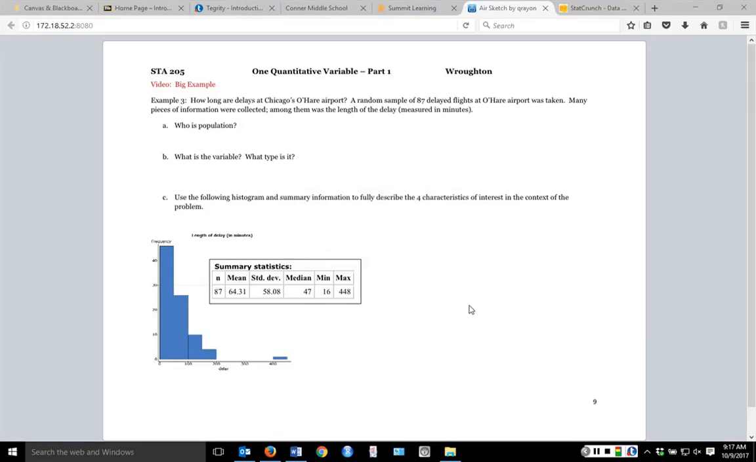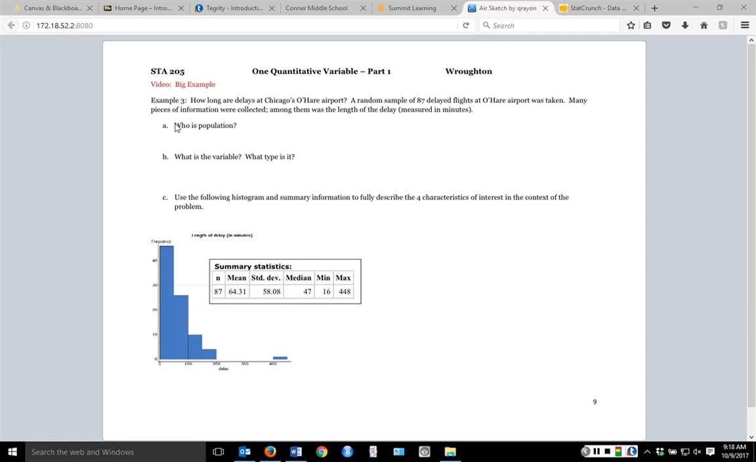Alright, so you've already learned all of the content in the one quantitative variable part 1 set of notes. All we have left here is a big example sort of tying everything together. So for this example, we're looking at how long delays are at the Chicago O'Hare Airport. We took a random sample of 87 delayed flights at the O'Hare Airport. Many pieces of information were collected. The length of the delay was one of them, which is measured in minutes.